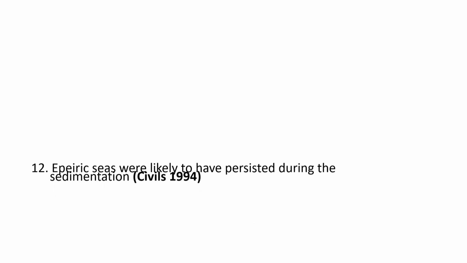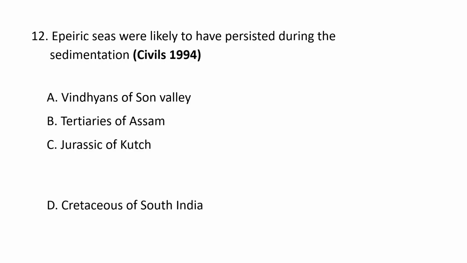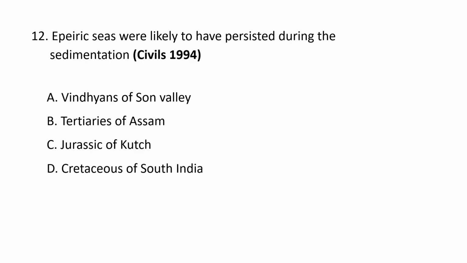Next question. Epeiric seas were likely to have persisted during the sedimentation of A. Vindhyans of Son Valley, B. Tertiaries of Assam, C. Jurassic of Kutch, D. Cretaceous of South India. The correct option goes as C.